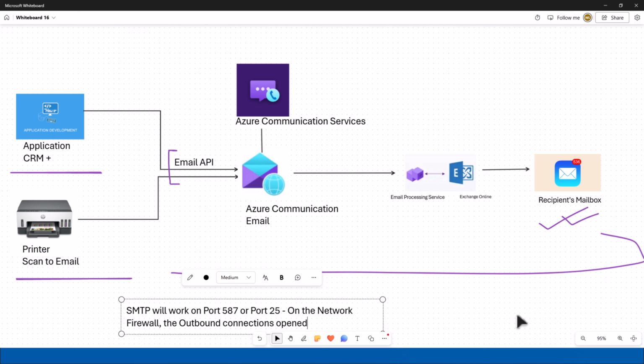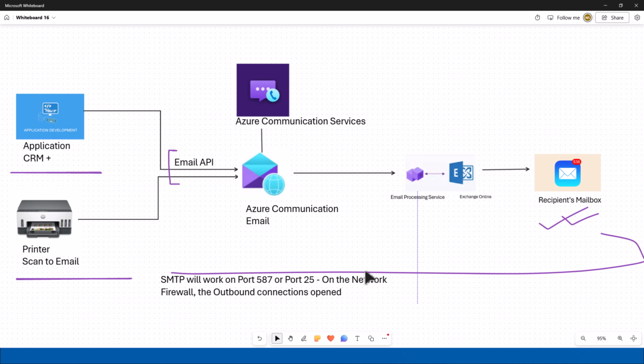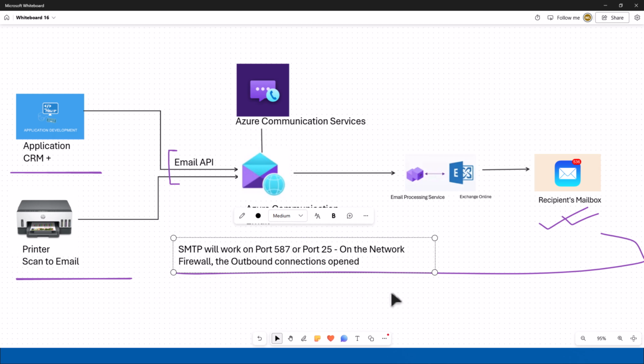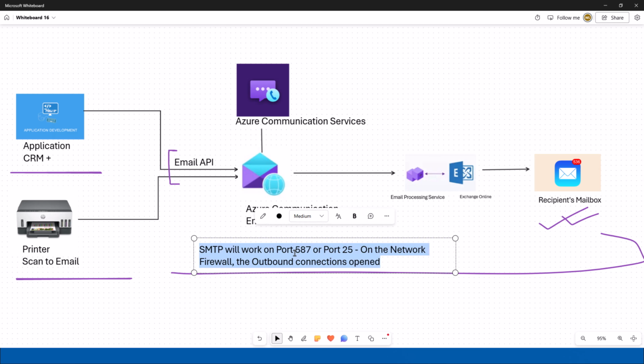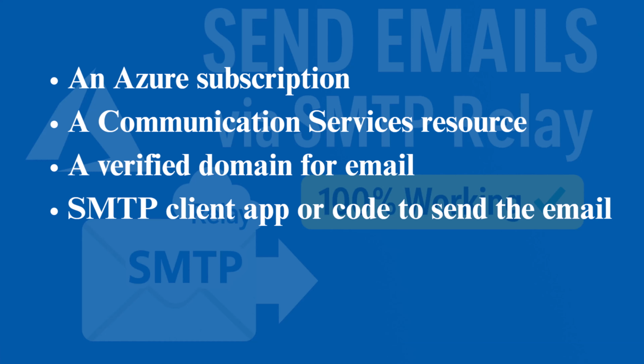I do not have a firewall in my lab environment right now, so by default port 587 or port 25 is open. But when you are configuring it for an organization which is using a firewall, the outbound connection on port 587 or port 25 should be open. Port 587 is recommended. All right, so we looked into all the prerequisites.